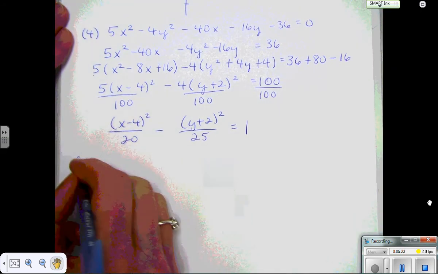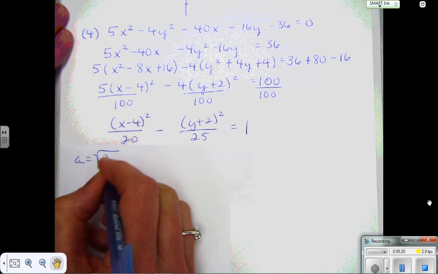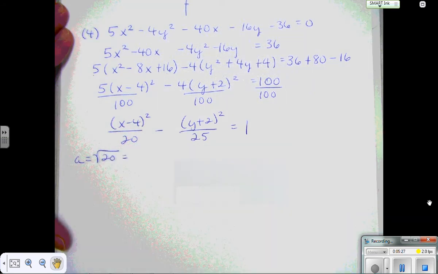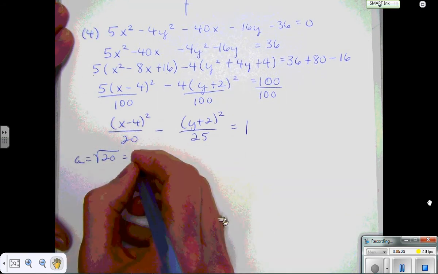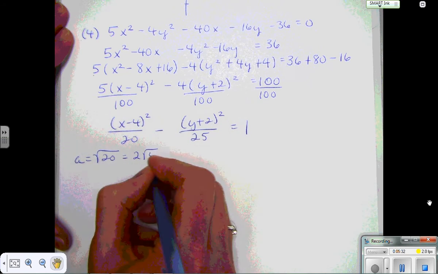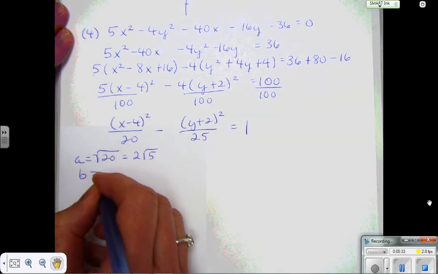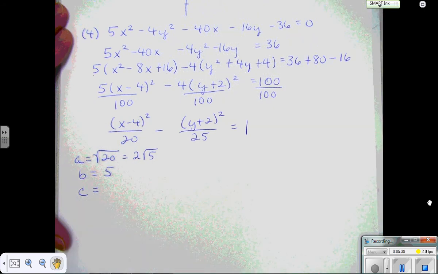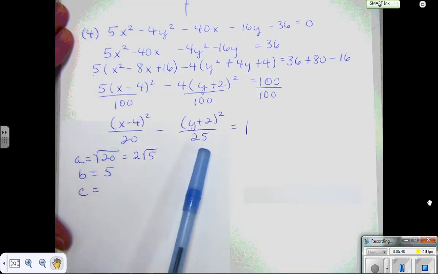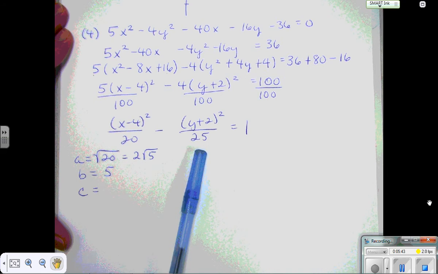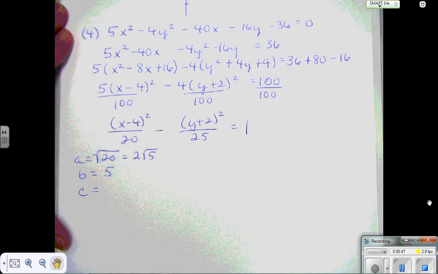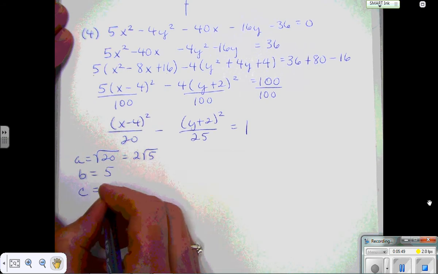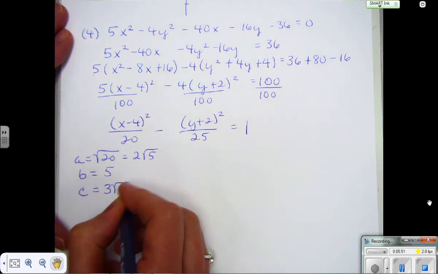So a is going to be the square root of 20. And of course you want to simplify it, right? It's going to be 2 radical 5. b is going to be 5. And c I need to find. So I'm going to take a squared plus b squared, that's 45. 45 is your c squared. And take the square root of that. So after you simplify it, you should get 3 radical 5.